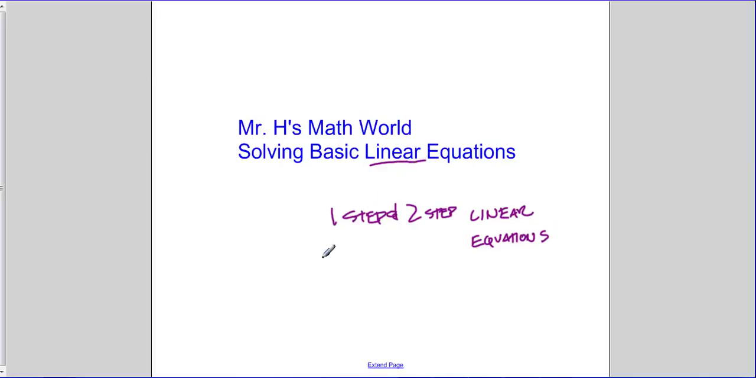So a linear equation would look like something like this. This could be a linear equation. This could be a linear equation. Because the variable, or the unknown x, which we'll talk about shortly, is to the first power. So these are linear equations.